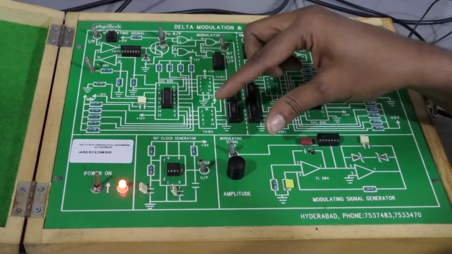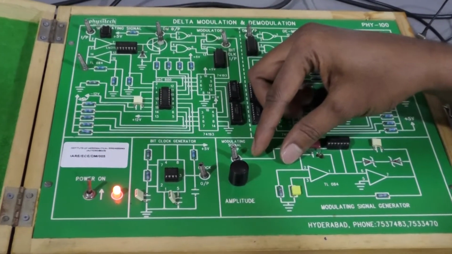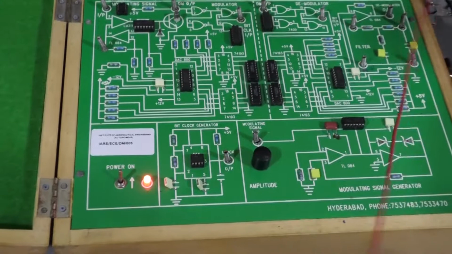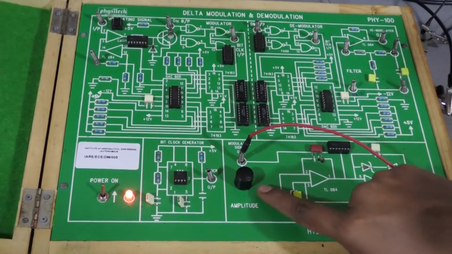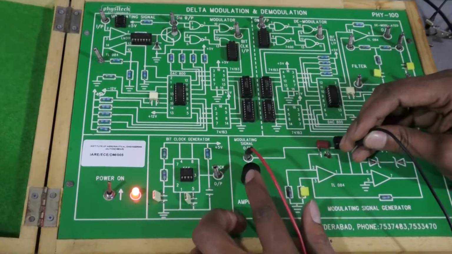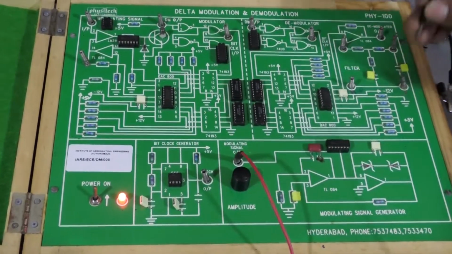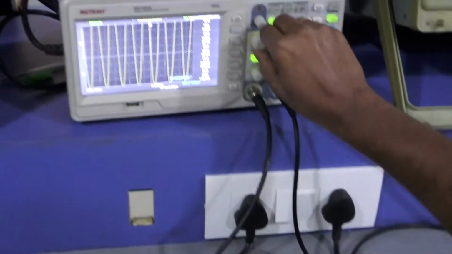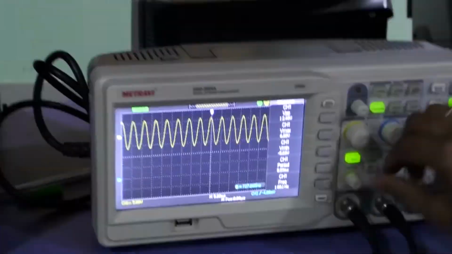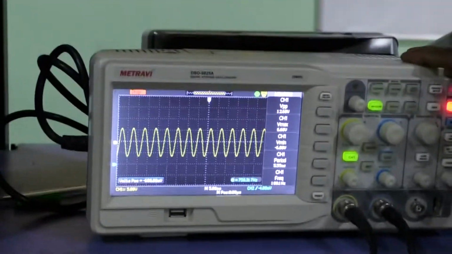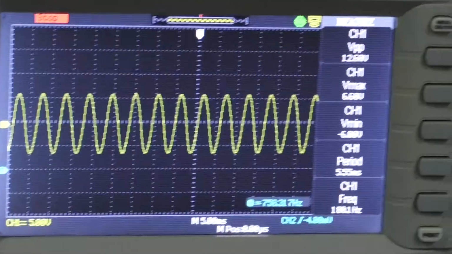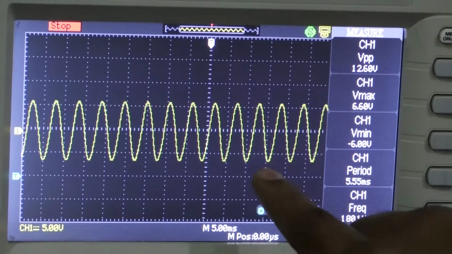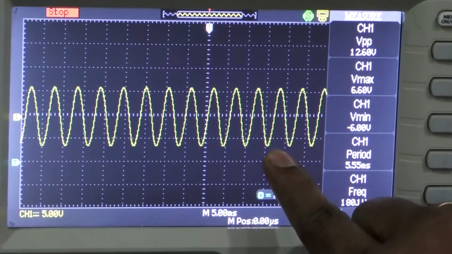Now let us see the step-by-step connection of the delta modulation. First of all, I am going to verify the input signal, that is the modulating signal. This is the variable modulating knob. By changing this knob, we can observe the variations in the amplitude levels. See here, this is the output waveform of the modulating signal generator. By using this circuit, we generate the modulating signal. This is the input signal.